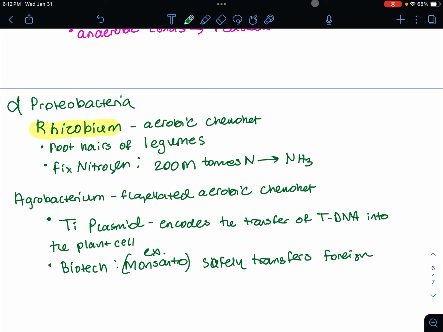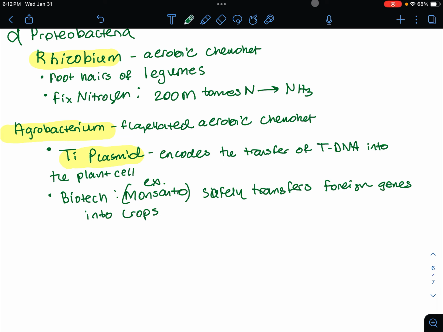So when we're using the TI plasmid, we're going to be able to allow for the stable transfer of foreign genes into crops. These could be like growth hormones, etc., but that's how we're going to be able to do some biotech with plants as well as bacteria. We have the TI plasmid of Agrobacterium, and we're going to allow it to transfer the tDNA into the plant cell.